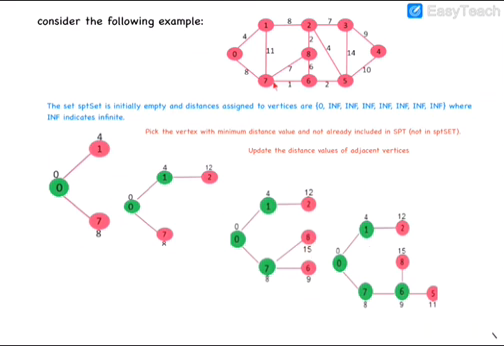So 8 plus 7 is 15. So the vertex distance value of 8 is 15. 8 plus 1 is 9. The distance value of vertex 6 is 9, which is less than infinity, so updated. So now these 3 are included in the SPT set, and now these 3 have to be checked.